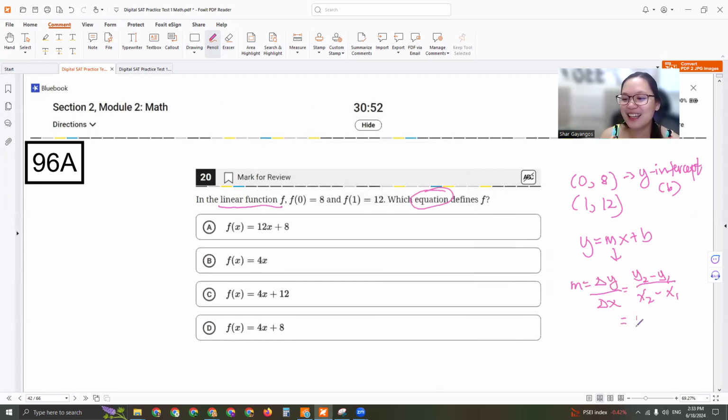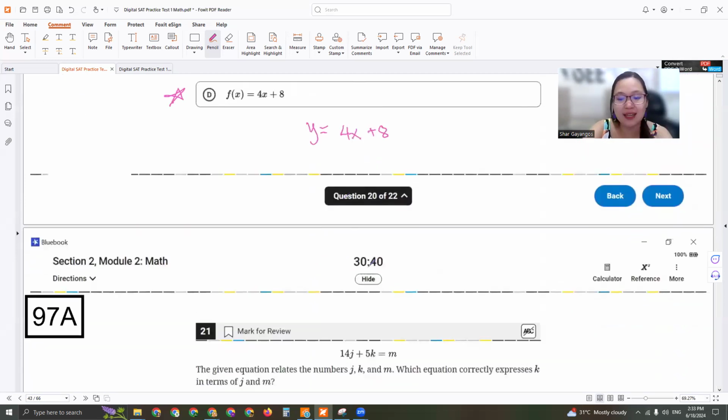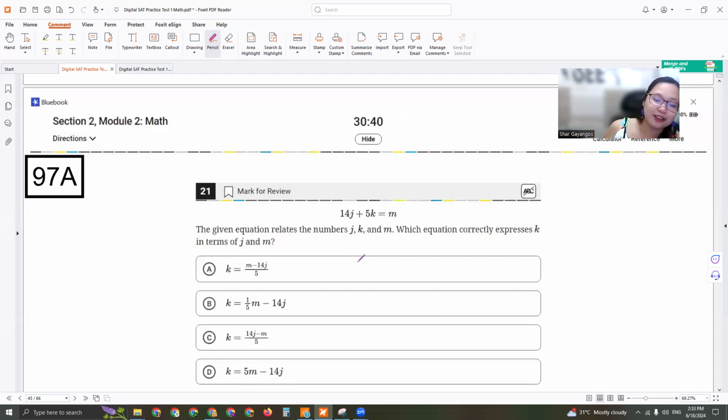Okay, so let's go ahead and apply our formula here. 12 minus 8 over 1 minus 0, so we have 4. Correct, 4. Okay, so we have m now, which is equal to 4, and then we also have b. So meaning our final equation is 4x plus 8, because our b is equal to 8, and that is letter D. Okay, so this module apparently loves linear functions so much. So hopefully the next set, we could work with other equations.